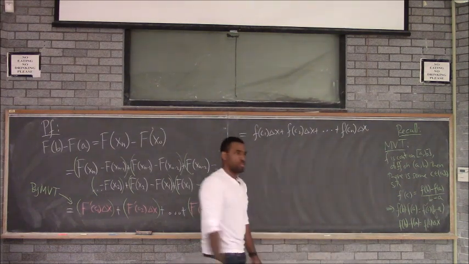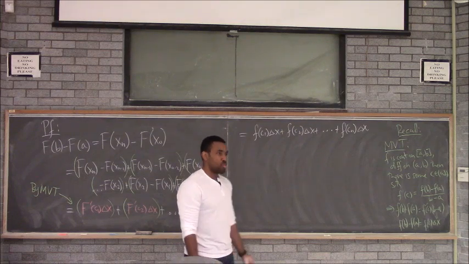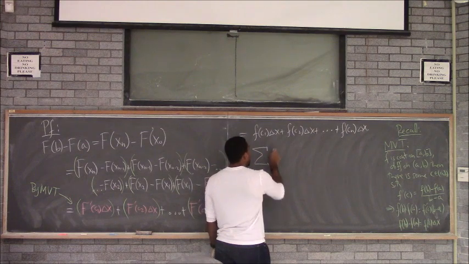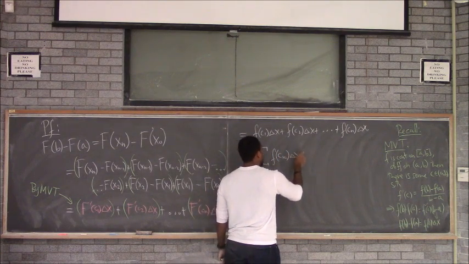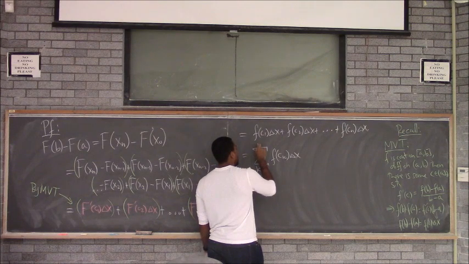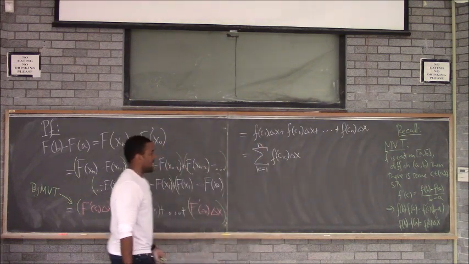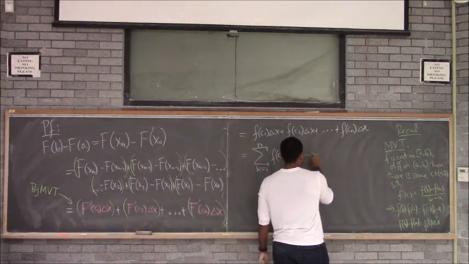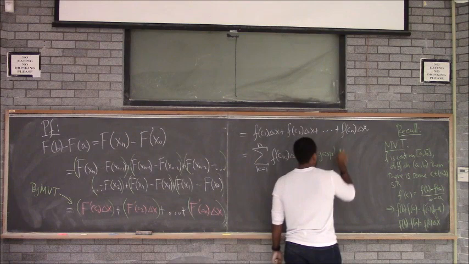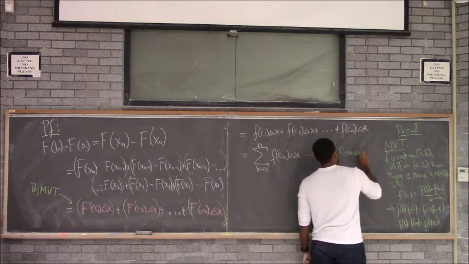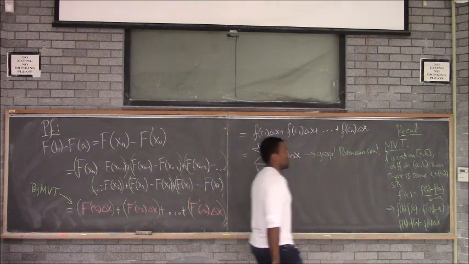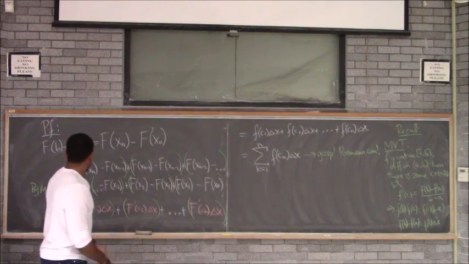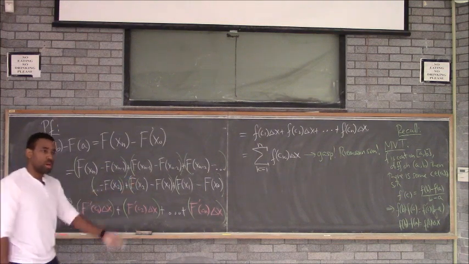What does that remind you of? That reminds us of a Riemann sum. That is just another way of writing the sum of f of ck times delta x, k goes from 1 up to n. That's exactly what that is. That's a Riemann sum. Yes. So it turns out that this difference is actually equal to a Riemann sum.